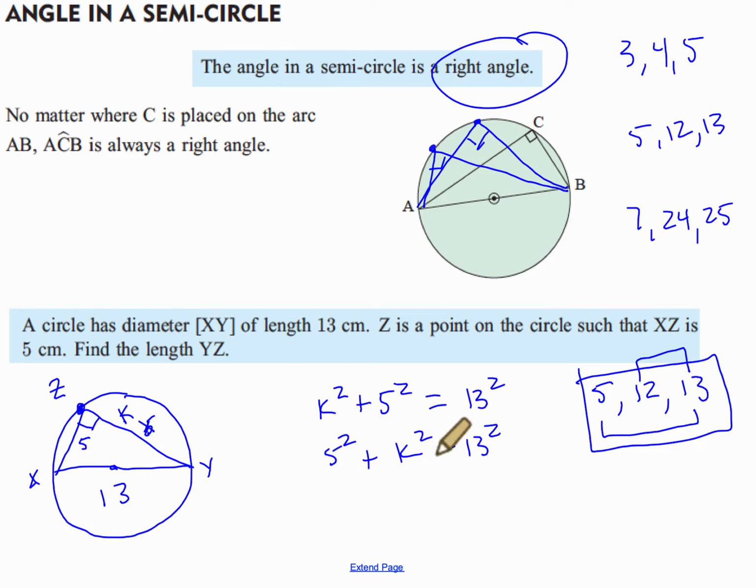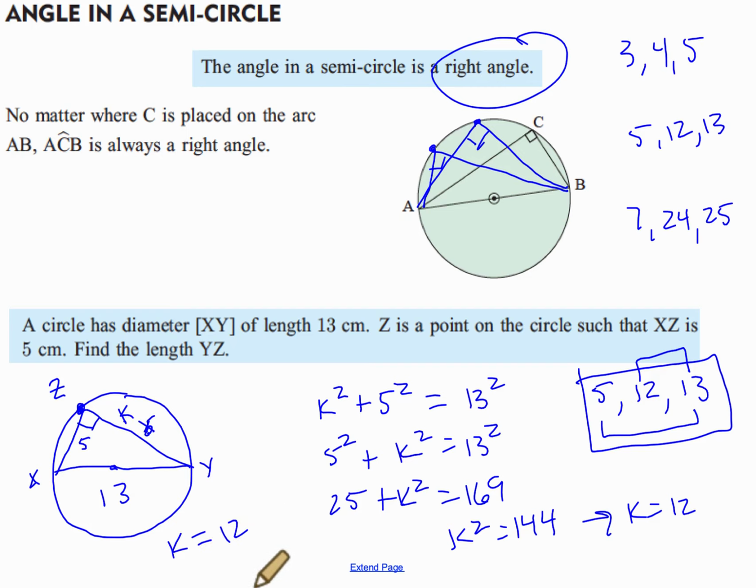So you're going to see this is 25 plus k squared equals 169. K squared equals 144. Take the square root of both sides, and k is equal to 12. Square root of 144 is 12. I really want you to be able to look even at this, not even have to write this, and say, oh, that has to be a 5, 12, 13 triangle, and immediately say k equals 12.